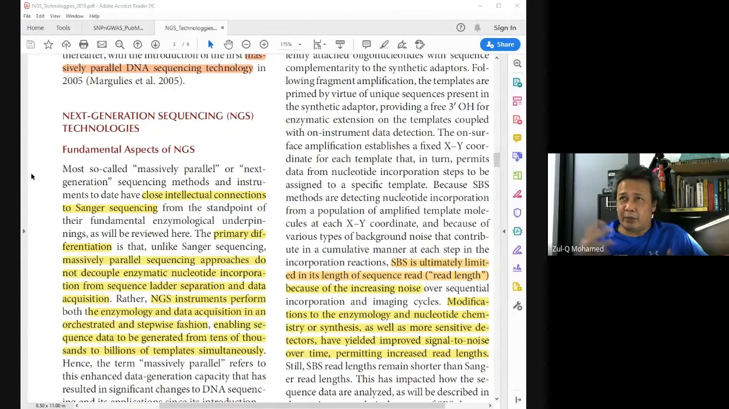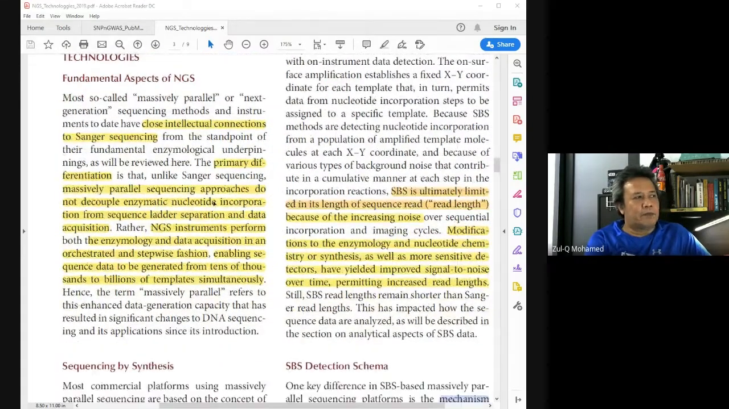In Sanger sequencing, you need to amplify first, then generate fragments, then label, and then run the fragments on a sequencing machine and read them. So there are two different processes. But for NGS, they have made that into one single process. That's one advantage.